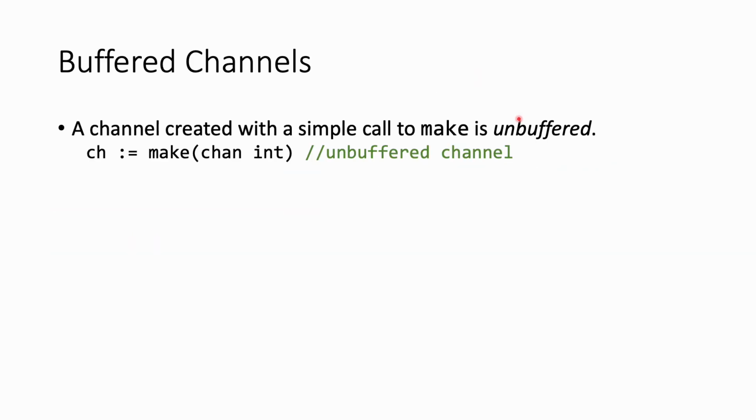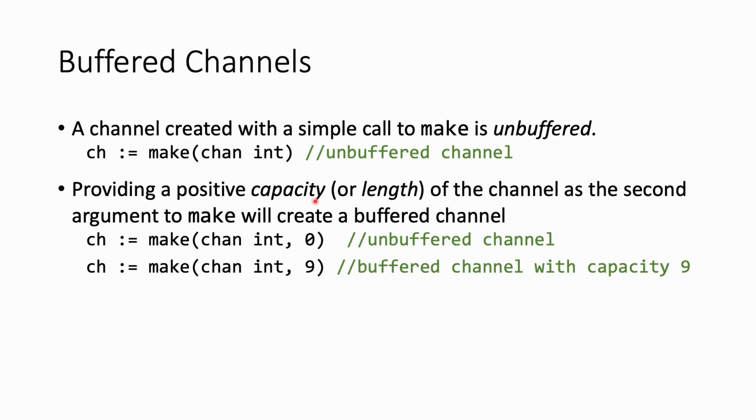A channel created with a simple call to function make, as in the previous example, is unbuffered, which means the channel does not store any values. But in Go, a channel can have a positive capacity or length to store values, in which case the channel is called a buffered channel.